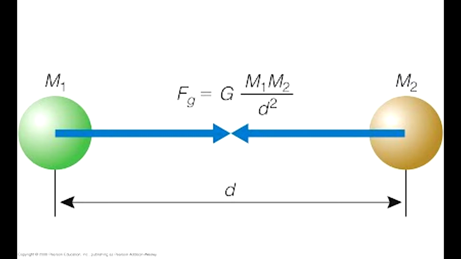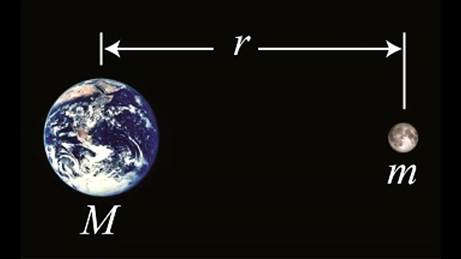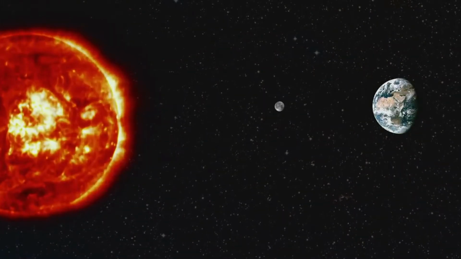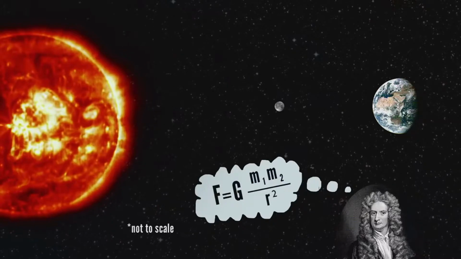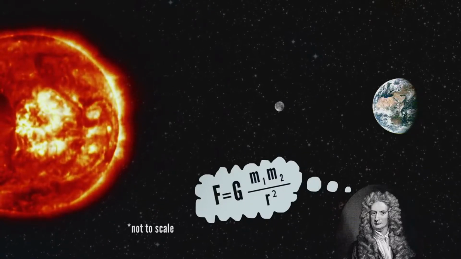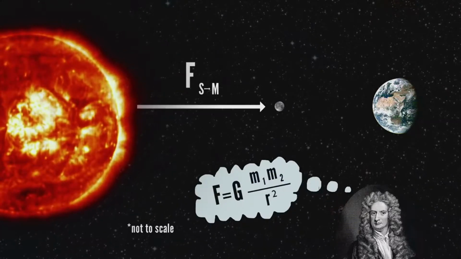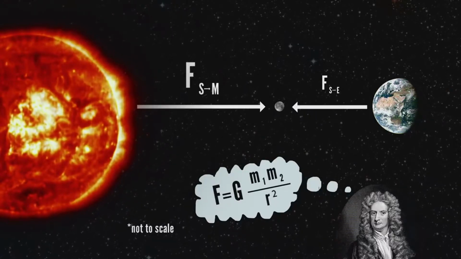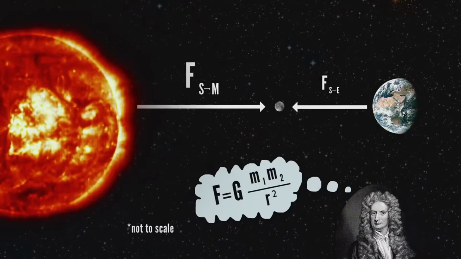Now, when I was in grade 9, I used this equation to find out the gravitational force between Earth and the Moon, Earth and the Sun, and Moon and the Sun. And you can do the calculation too. And you will find that the Sun is pulling the Moon twice as hard as the Earth is pulling the Moon. Then what's going on?